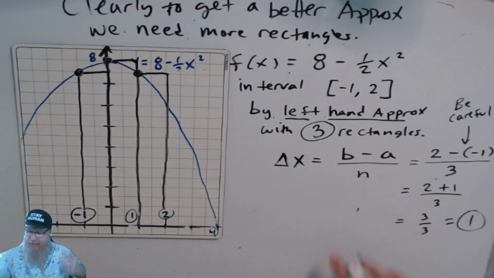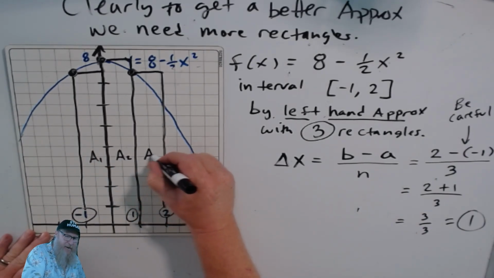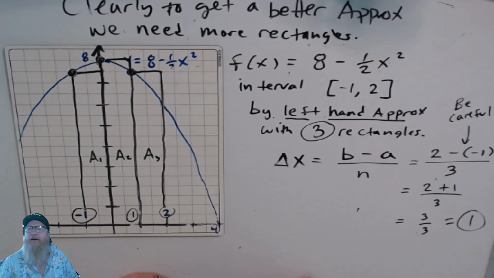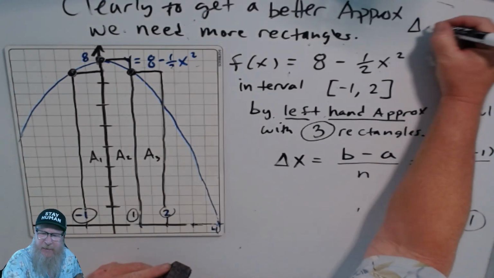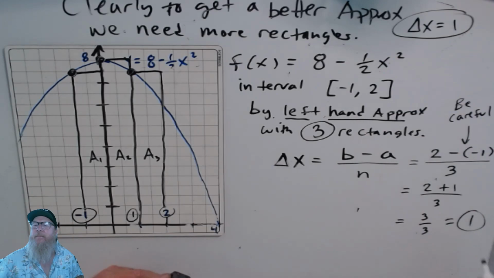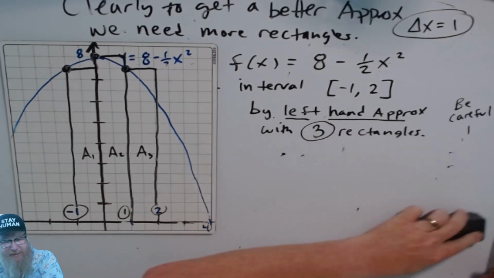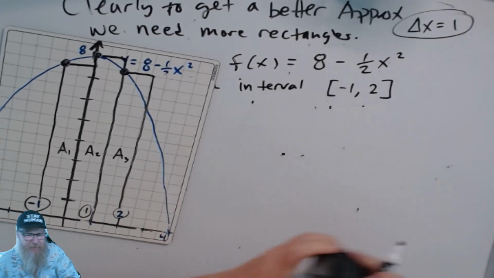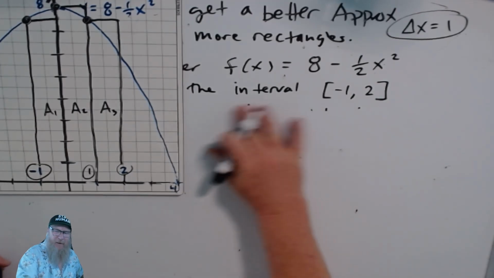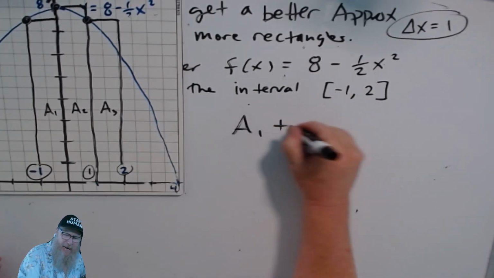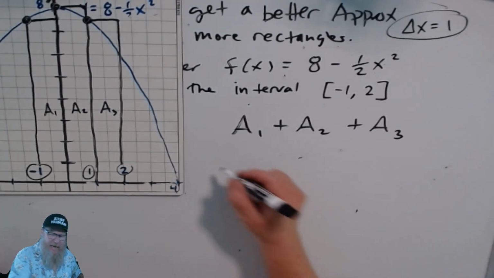All right. So what do we got? We got A1, A2, and A3. We're going to add up the areas of 3 rectangles. This took up a lot of space, so why don't I just copy the result here? Delta x is equal to 1. I think you probably could have seen that in the graph. For a lot of the introductory examples, you can see it in the graph. I'm just going to put this off to the side here. So I've got A1 plus A2 plus A3. And I'm using left-hand endpoints.